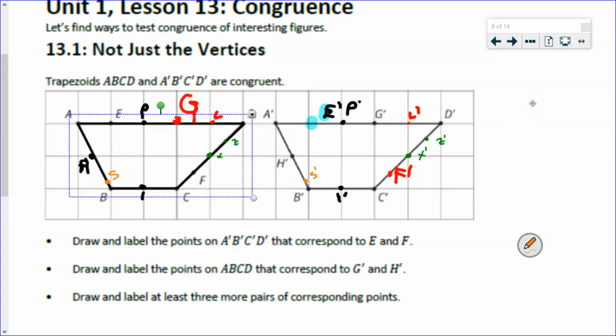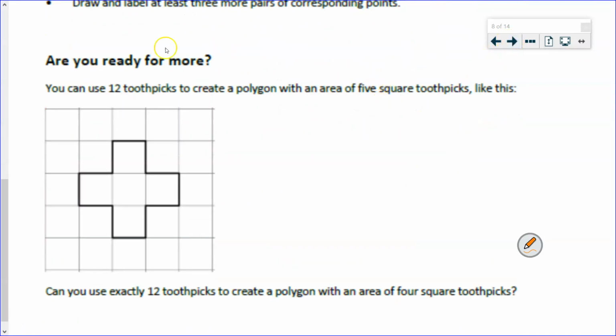So that tracing paper, helping us with our rigid transformations, is really, really helpful for identifying some of those corresponding points. And then we had a challenge question that I left you guys to deal with. Super fun. We used 12 toothpicks here to create a polygon, and the polygon had 5 square units for the area. So, can you use the same 12 toothpicks and create a polygon with an area of 4 square units?